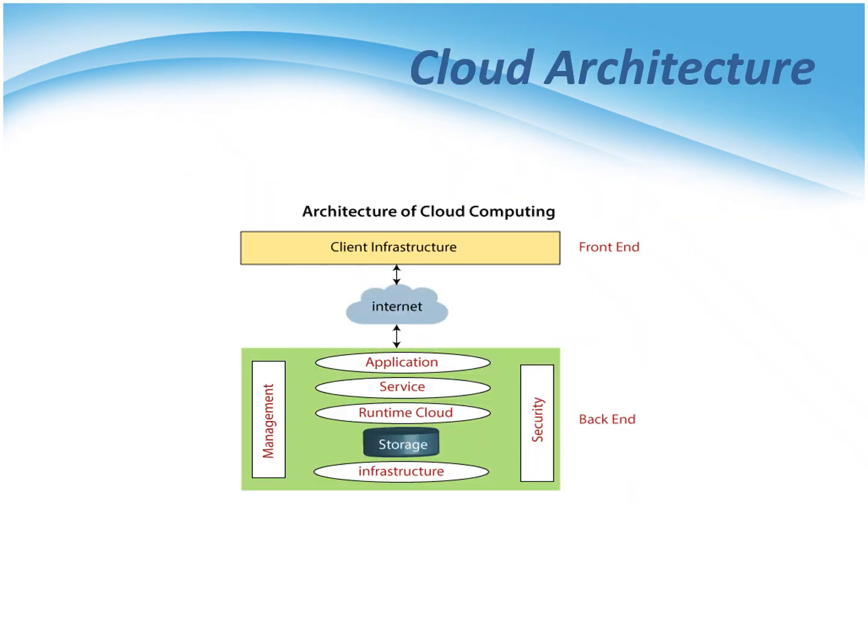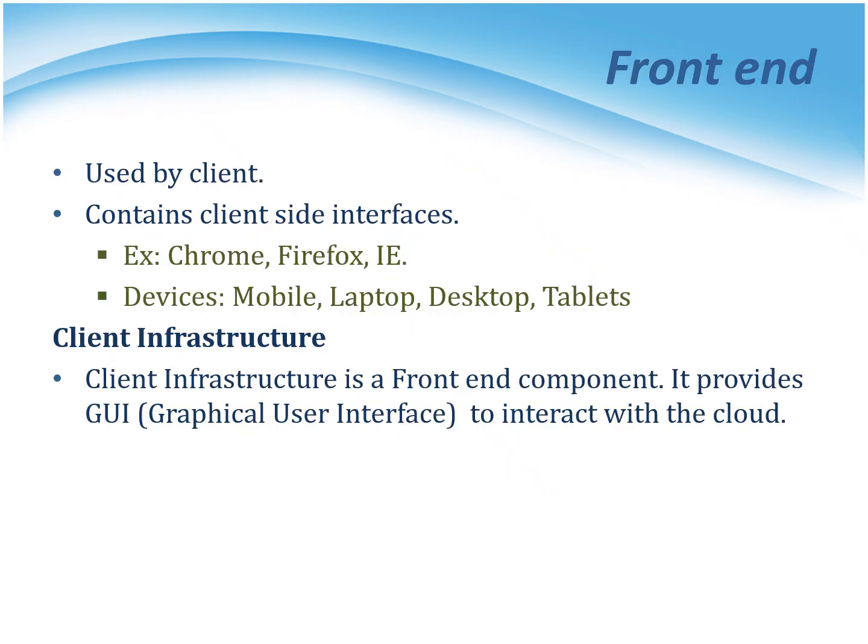This is cloud architecture. I think we have also seen this in the previous videos. Once again we will go through that. This is the client infrastructure, that is the front end, then the internet, and all this backend will have storage, infrastructure management, security, runtime, cloud services, applications like PaaS, IaaS, SaaS, everything will be in this backend. So this is the architecture of cloud computing.